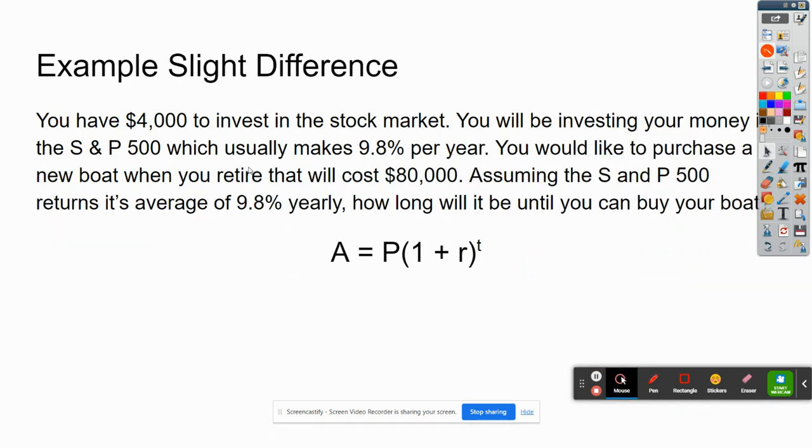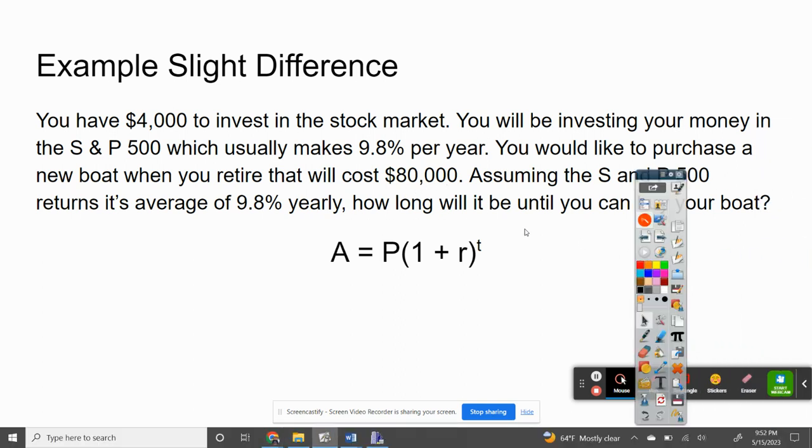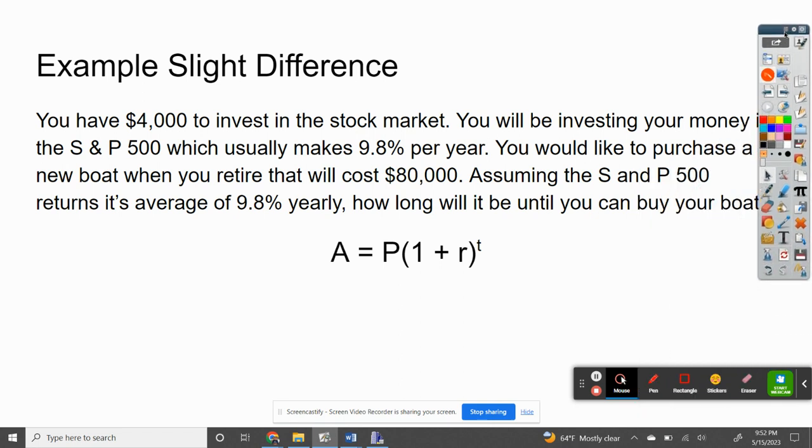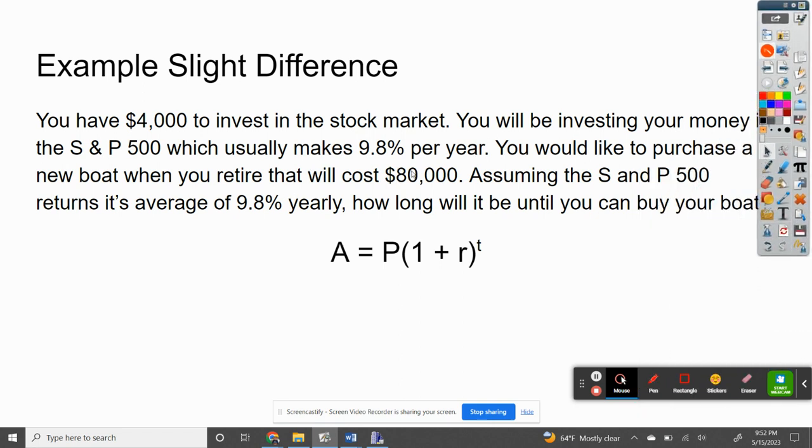This one's slightly different. This one's asking how long will it be until you can buy your boat. So in this case, we're going to jump up to $80,000. So our principal is still 4,000. Our rate is still 0.098. Our T is, they're asking me how long it will be. So they're not giving me T. They're asking me for T.